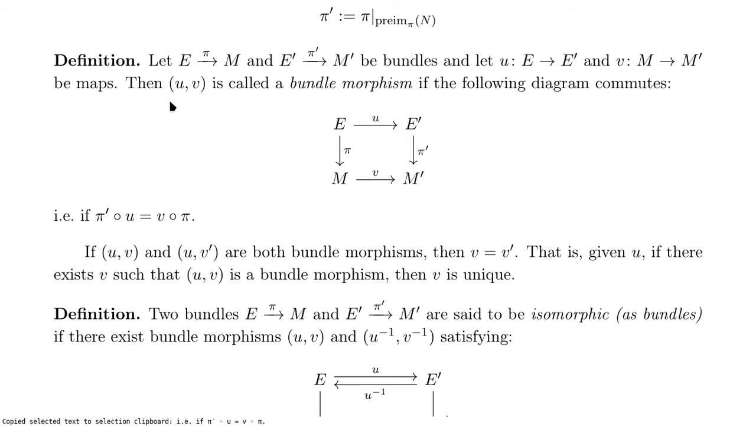Another special thing about bundle morphisms is that the pair is actually unique. So if you fix U and you change V, they're actually always going to be equal to each other. So that's what it says here. If UV and UV prime are both bundle morphisms between the same two bundles, then V and V prime are going to be equal.